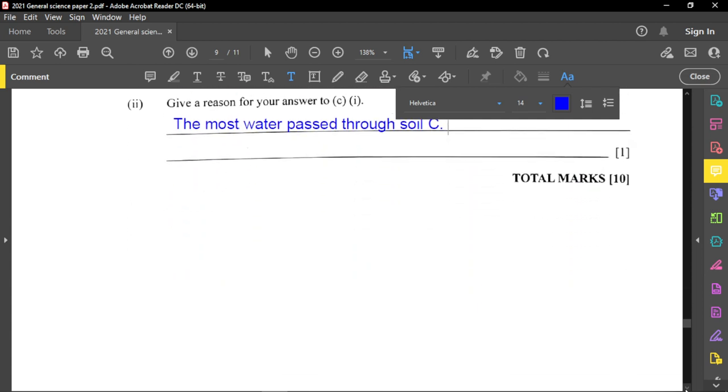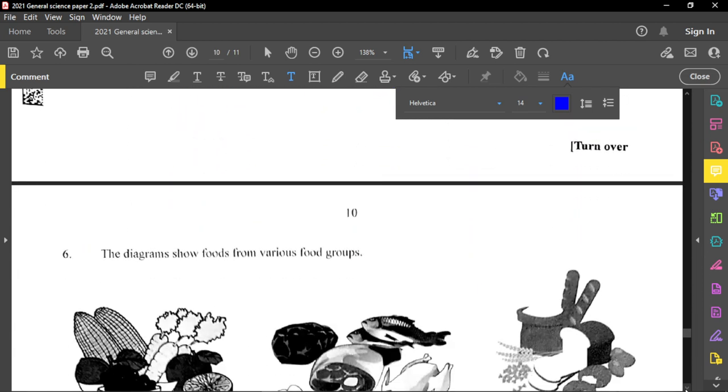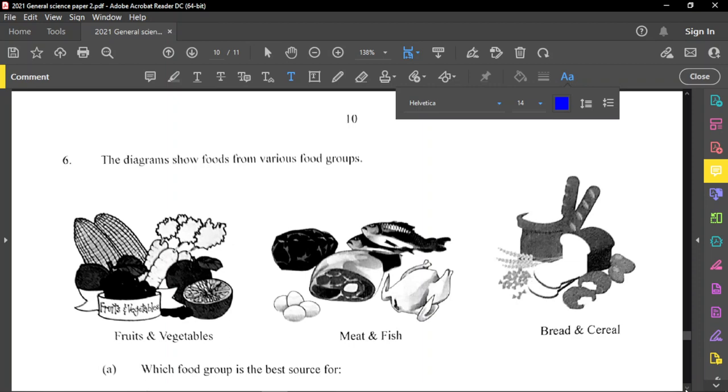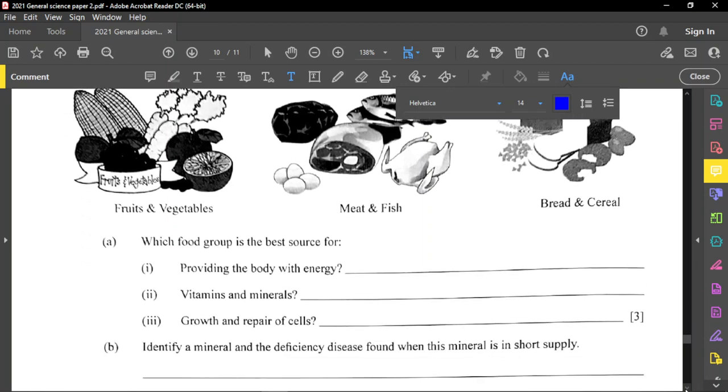So definitely. All right, so number six, it said the diagrams show foods from various food groups. So we have the fruits and vegetables, meat and fish, bread and cereal. And it said, which food group is the best source for A, number one, providing the body with energy? And that will be our carbohydrates, which is bread and cereal. The carbohydrates is what give us our energy, and bread is a carbohydrate. Cereal is also a carbohydrate as well.